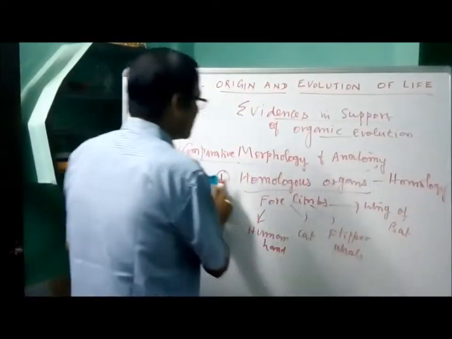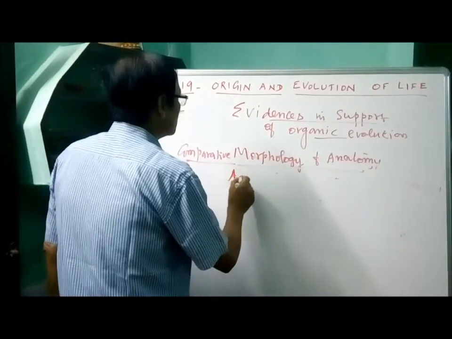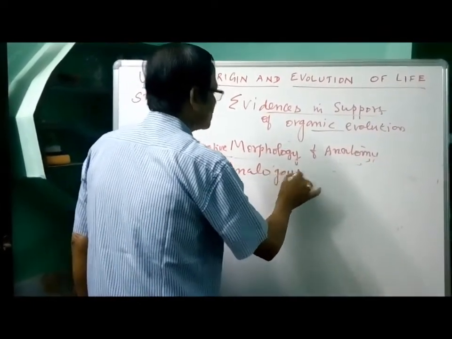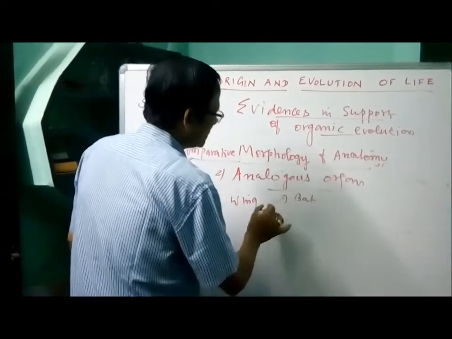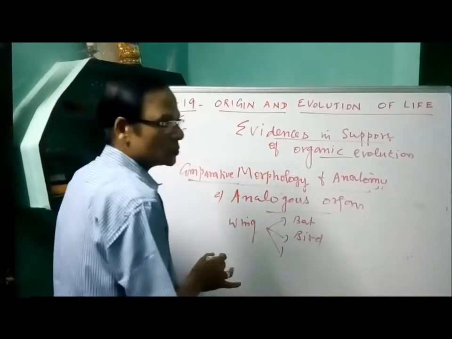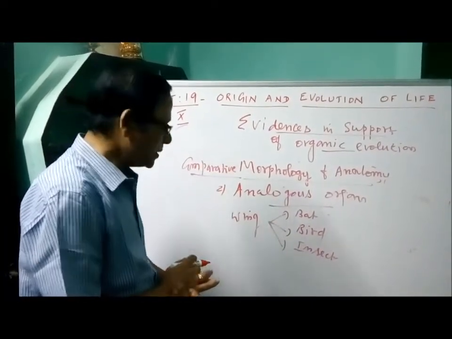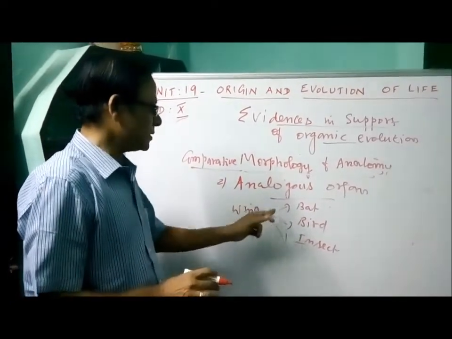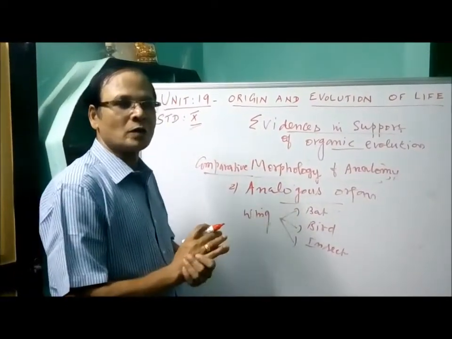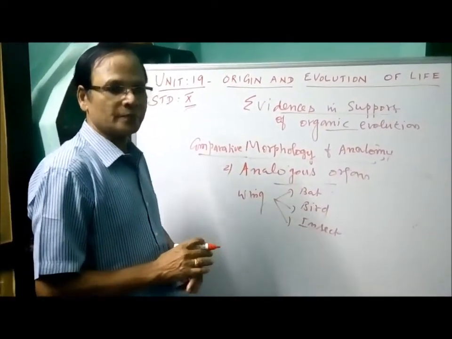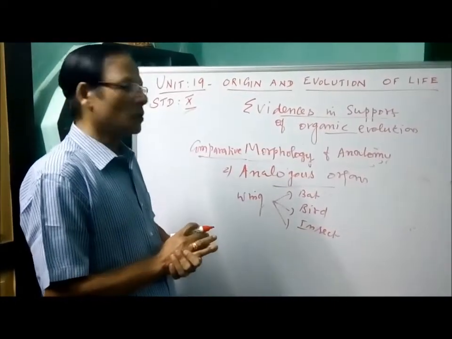Now the second one, under comparative morphology and anatomy evidence, is analogous organs. This is number two, analogous organs. If you take the wing of a bat, the wing of a bird, and also the wing of an insect like a butterfly, they have a similar function. The wings in bat, bird and insect are all used for flight. That's a common function. But if you analyze the nature of development and the basic structure, the bat wing, bird wing and insect wing are different, and the development is also different.